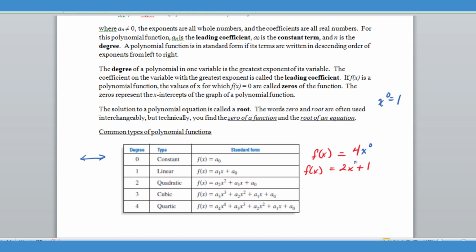And so you can see here the highest exponent value for the variable is what we would call the degree. And that degree is going to tell us a number of things. It's going to tell us how many solutions the polynomial has, which is also going to tell us how many zeros or how many roots we're dealing with. And so you learned how to graph linear functions.